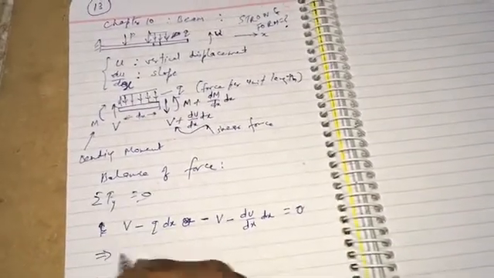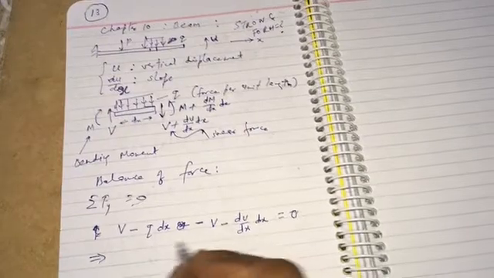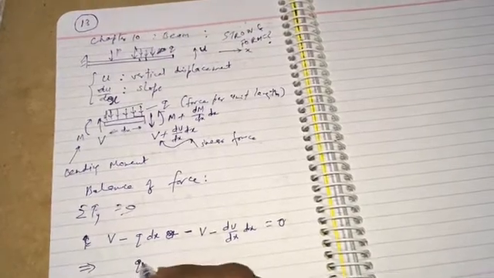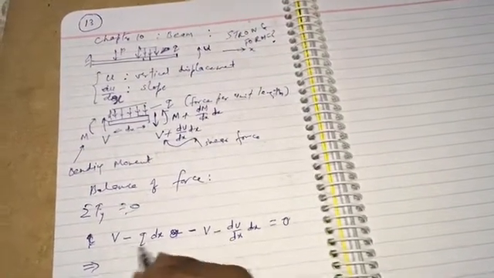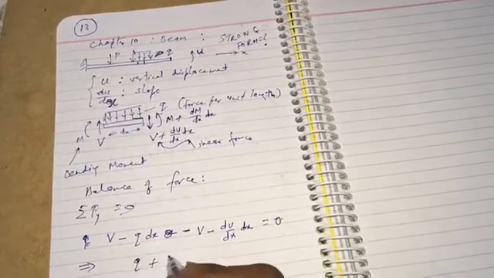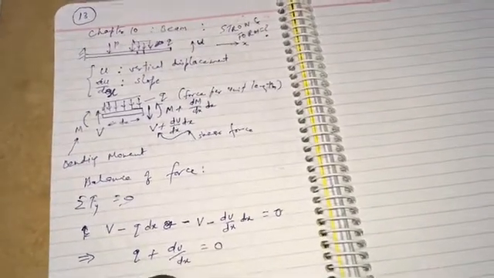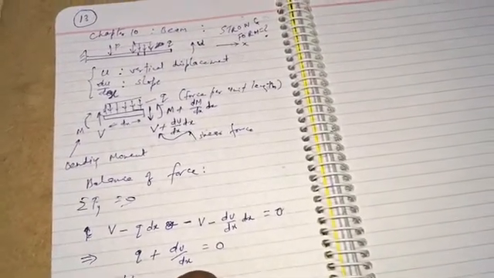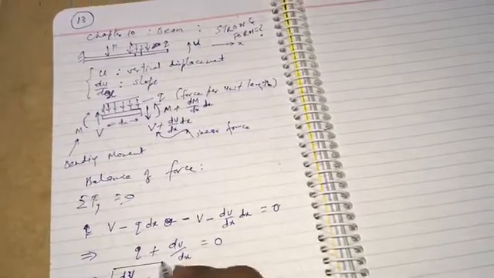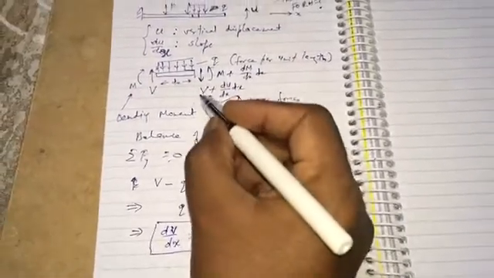And what does it tell us? This V minus V cancels out, and then we simply get Q plus, okay, V minus V is 0, then we multiply by minus 1, so we get Q plus dV over dx equal to 0. That's what we get from here. So finally we get dV over dx equal to minus Q. This is the relationship between the shear force and the loading Q.